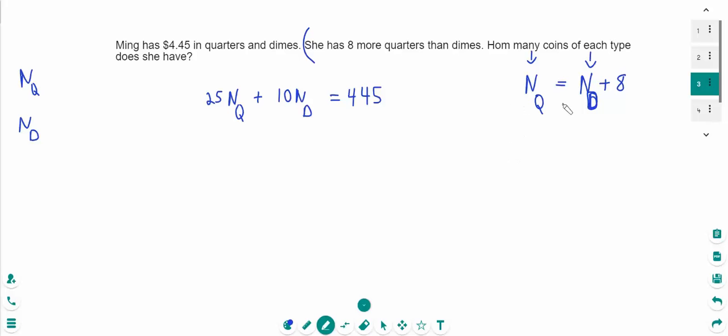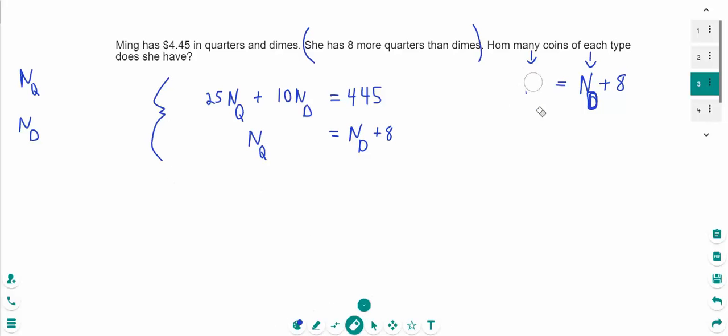Okay, so that's our second equation. We'll write that one down here. The number of quarters is equal to the number of dimes plus 8. And that's all they say there. Then they just ask how many coins of each type she has. So here is our system of equations. And in this case, I think it's pretty clear the easiest route would be substitution, because they've already told us what n sub q is. n sub q is n sub d plus 8. So that's a really easy one to just plug into the first equation.